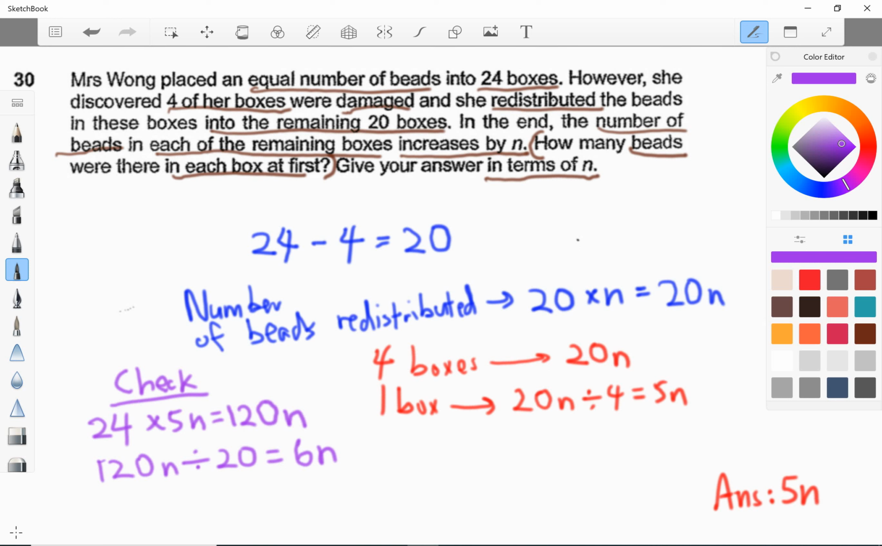If I were to take this from the 4 boxes, which give us 20n, and the 20n, if I were to divide it by 20, this will mean that every single box indeed will have to increase by n. Alright? And the original number of bits, given that it's actually 5n, if it increases by n, it will lead us to 6n.